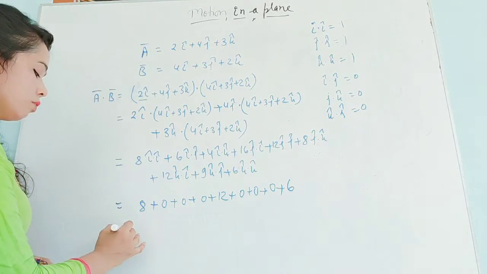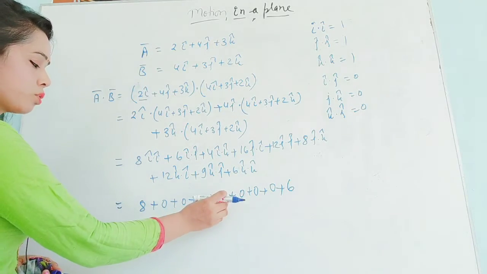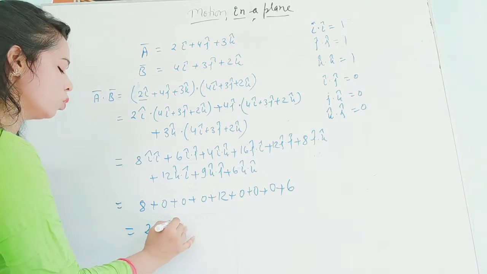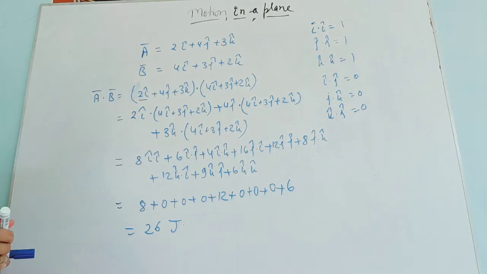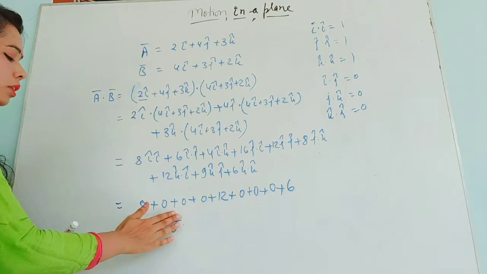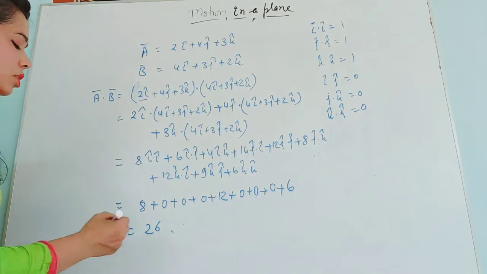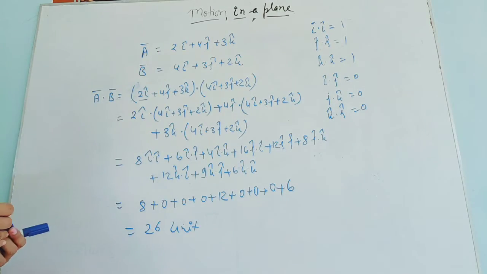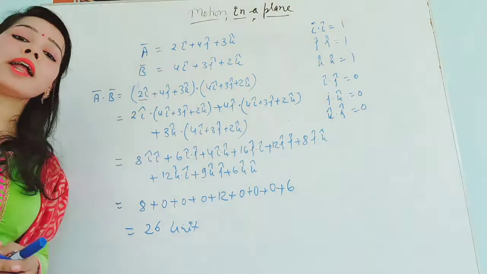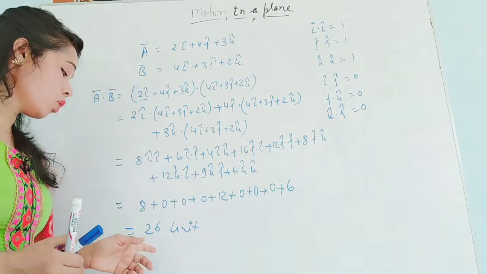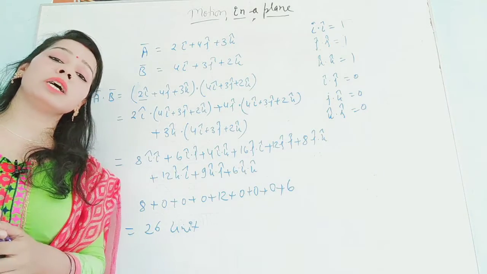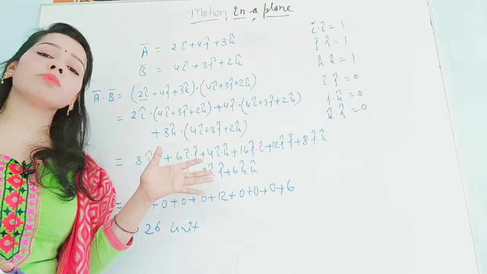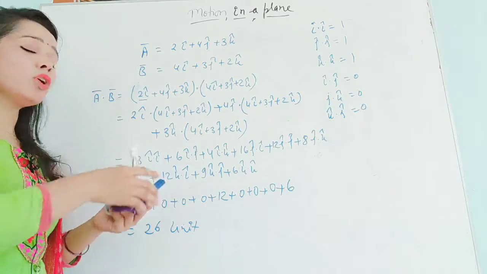So now finally what did you get? You got 8 plus 12, that is 20, plus 6, 26. So 26 joule is the work done by these forces, or simply 26 units. So the dot product of these two vectors A and B, you got 26 units. Understood? So this way you can find the value of the dot product of any two vectors.